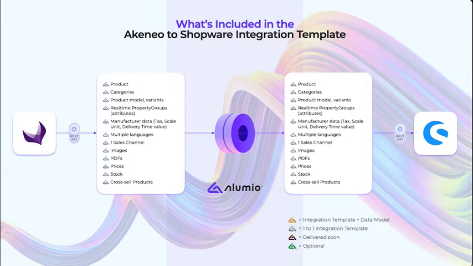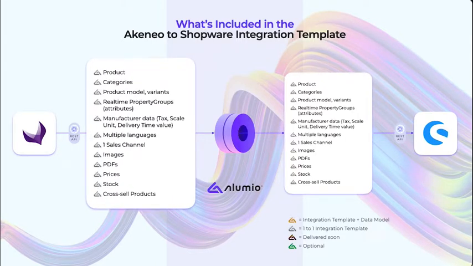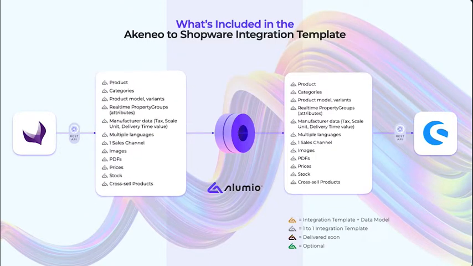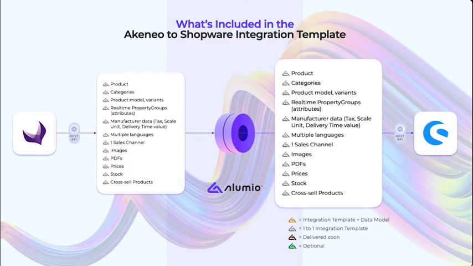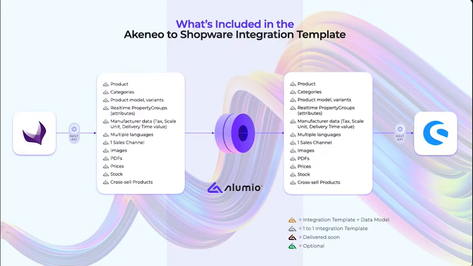It includes data routes for product categories, product model, variants, real-time property groups, manufacturer data, multiple languages, sales channel, images, PDFs, prices, stock, and cross-sell products within the delivered mappings. And it converts them to a format that's compatible with Shopware.